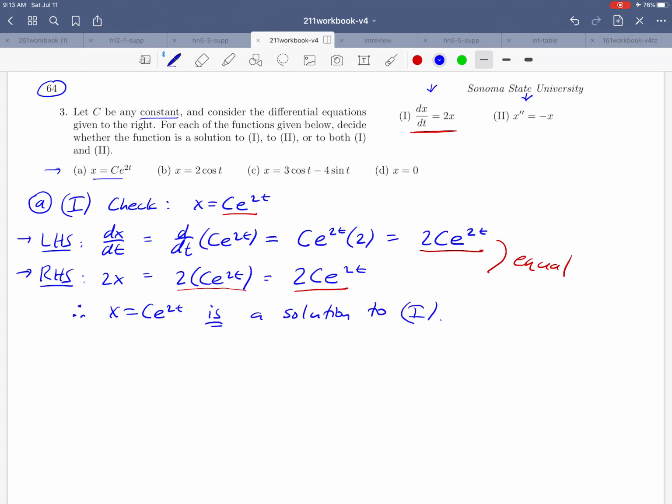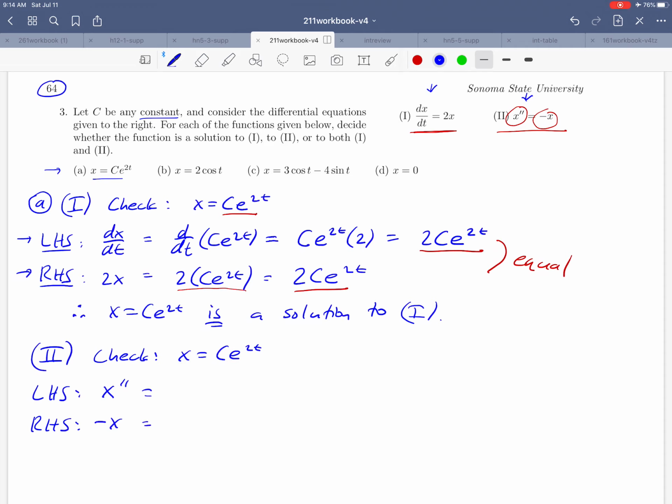Okay. Well, what about the second differential equation, the one that's sitting over here? Might c e to the 2t be a solution to that as well? Well, let's check it. We're still talking about the function c e to the 2t, but this time the differential equation is different. The left-hand side is going to be x double prime, and the right-hand side is going to be negative x. Let's fill those in.